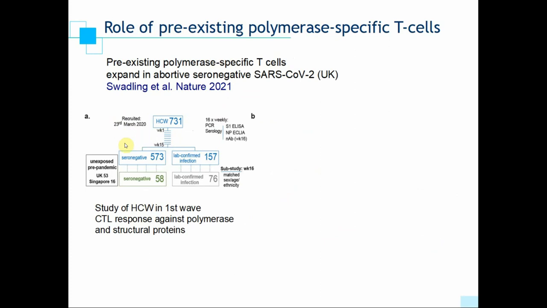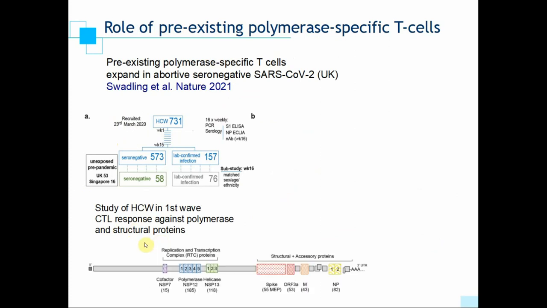So they've got a group of these healthcare workers who were consistently seronegative. They never had any virus infection detectable by PCR, and they looked at their CTL responses, particularly against the polymerase and the structural proteins. The polymerase they're looking at here are pools of peptides that cover the RNA-dependent RNA polymerase, which is coded by the NSP12 gene, the helicase NSP13, and the cofactor NSP7. And they compare that with the response against the structural proteins.